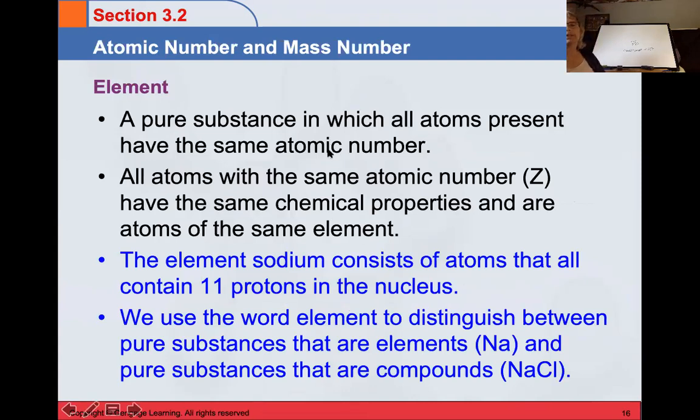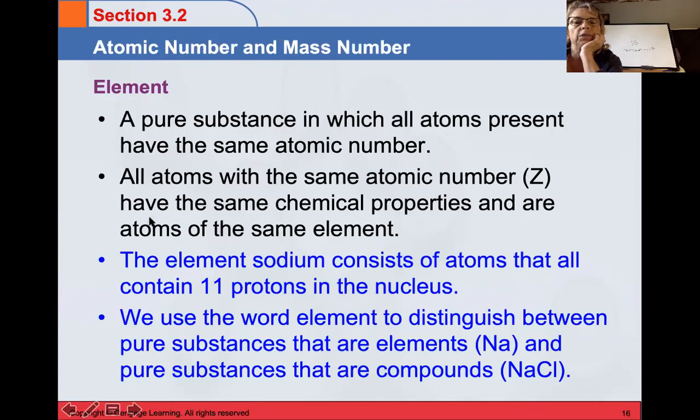So in an earlier section in this class, we defined an element as a pure substance that only had one type of atom in it. And now we sort of have a new definition for an element, and that's a pure substance in which all the atoms have the same atomic number. The first definition was sort of a macroscopic definition, and this is a subatomic definition. So you can either define an element as a pure substance with only one type of atom, or we can define it as a pure substance in which all the atoms have the same atomic number.